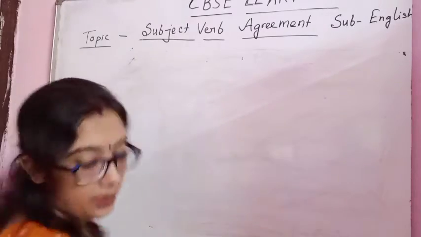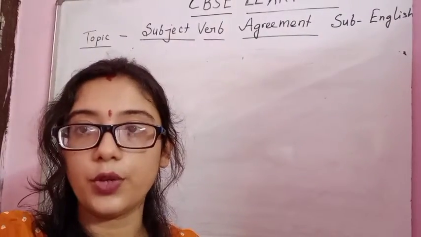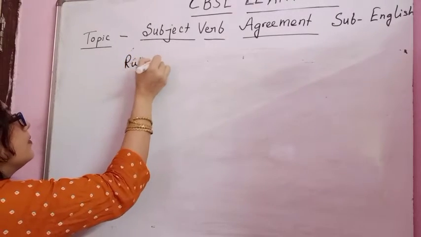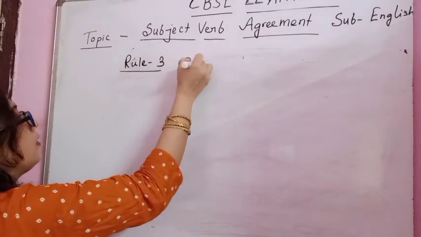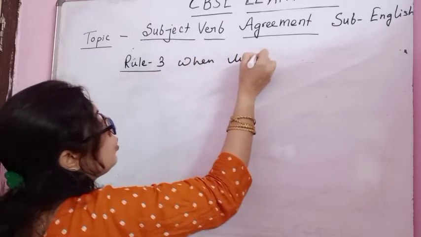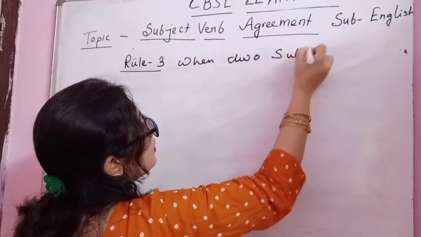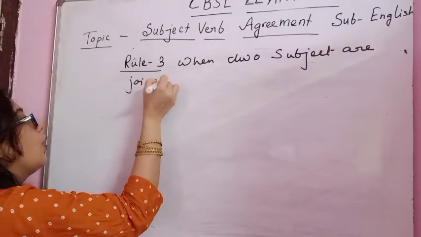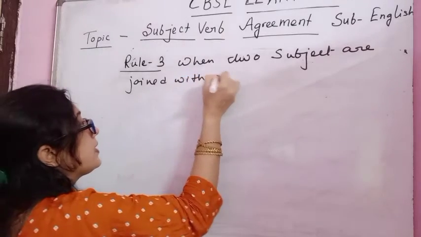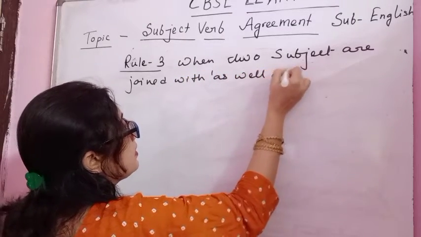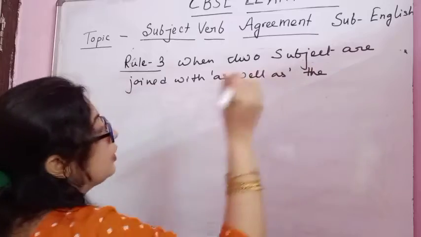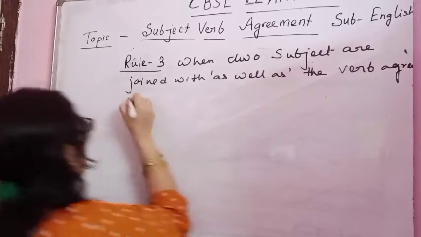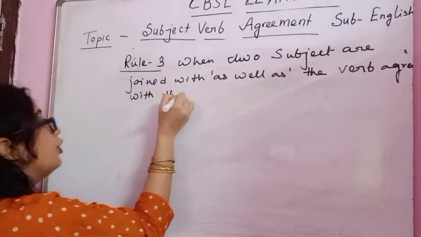Okay. So let me explain to you rule 3. Now, rule 3: when two subjects are joined with "as well as", the verb agrees with the first subject.